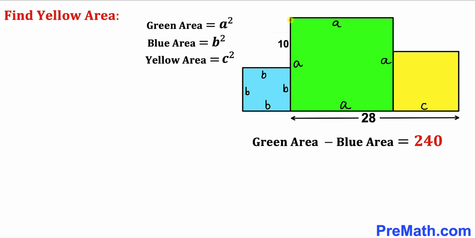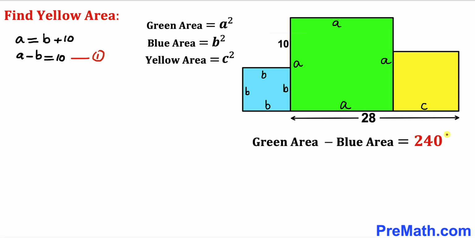Moreover, we know that this whole side length a is equal to the sum of this side length b plus this side length 10. So therefore, we can write a equals b plus 10. Let me move this b to the left hand side, so we get a minus b equals 10. Let me call this our equation number 1.